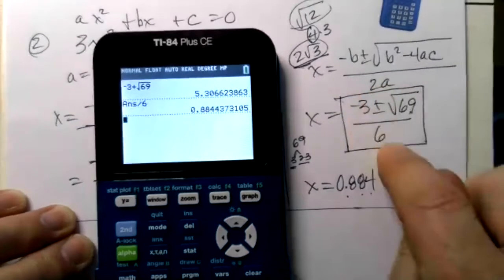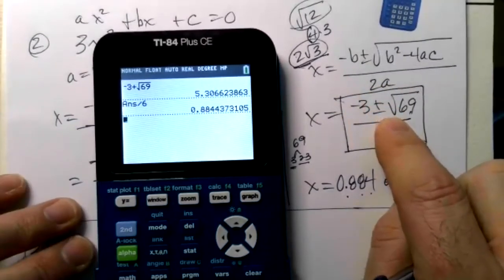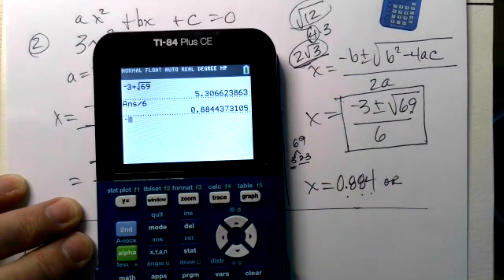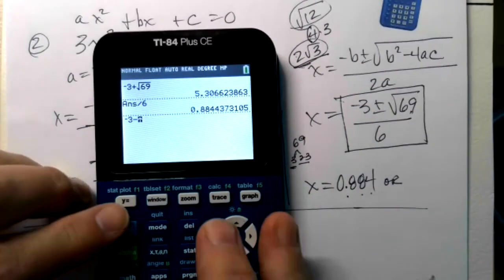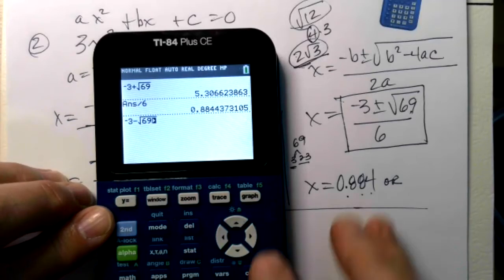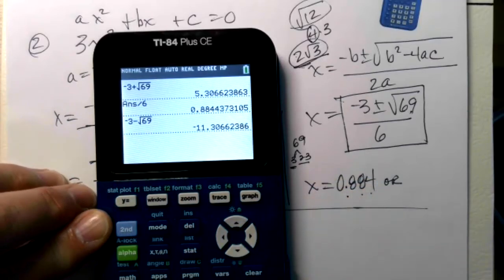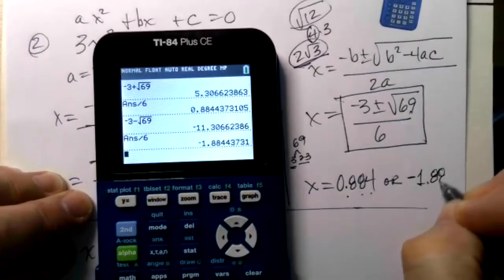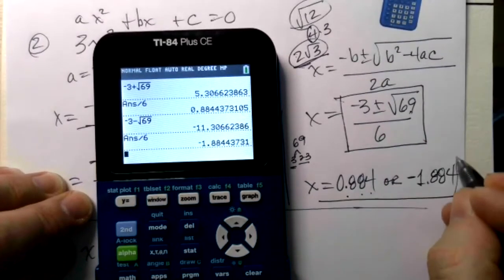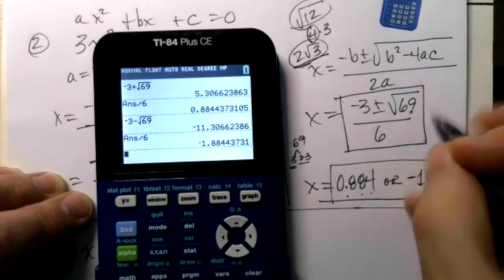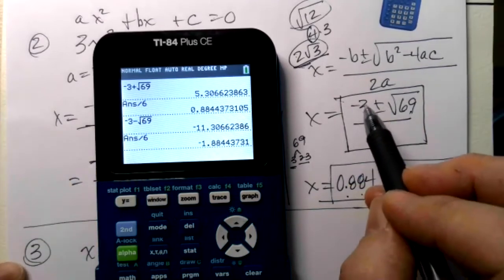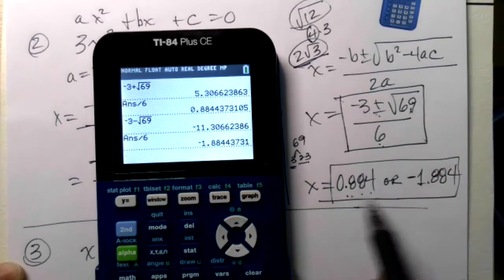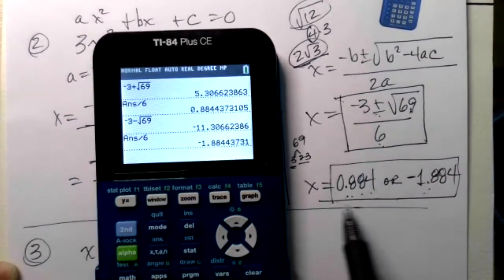Now I'm going to redo this because there's no way to type in a plus or minus on the calculator. What I need to do is retype in the top. So I'm going to type in negative 3 minus, because that's the or negative, plus or minus, whatever. Okay, again, I'm going to hit enter, and then I'm going to divide by 6. So negative 1.884. Okay, so those are the two solutions if we round it. So this is technically two solutions, negative 3 plus square root of 69 over 6 and negative 3 minus square root of 69 over 6. This is those two solutions worked out as decimals.